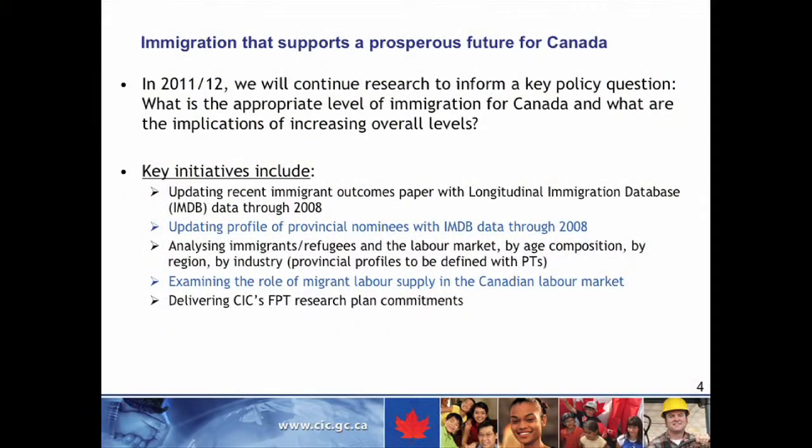The role of migrant labor supply. HRSDC does something called the Canadian Occupational Projection. And we like to look at that to say, well, how can immigrants complement future labor market needs? So we're looking at the supply implications of labor force. And also, we have commitments to our provincial research partners. So we have some commitments there that I'll come back to in just a second, particularly profiling immigrants in provincial and territorial labor markets.